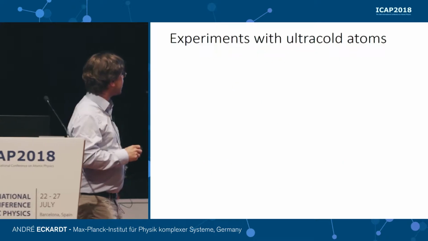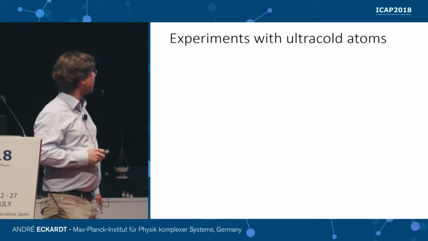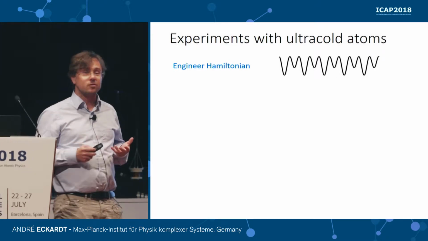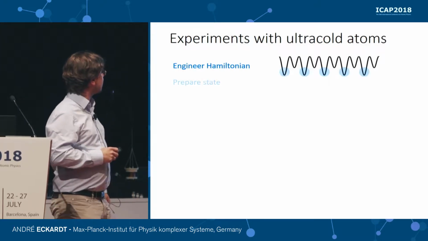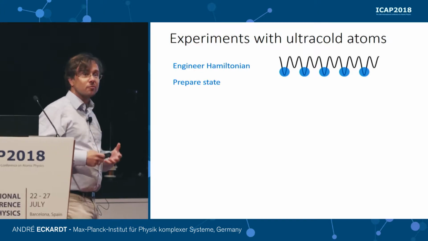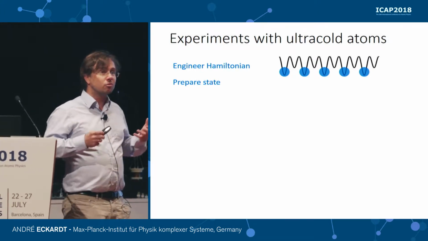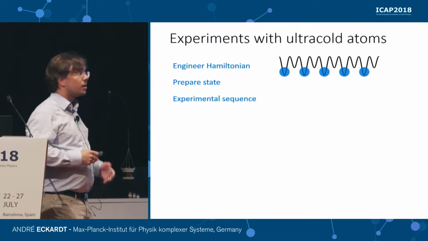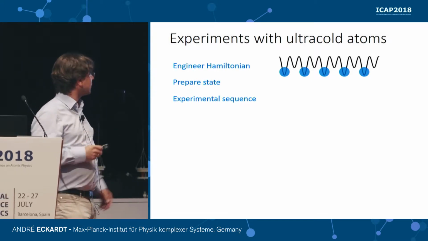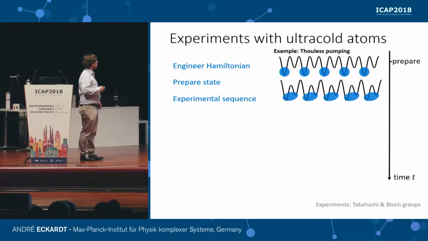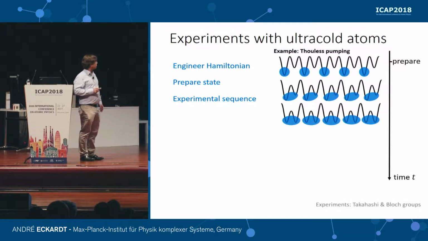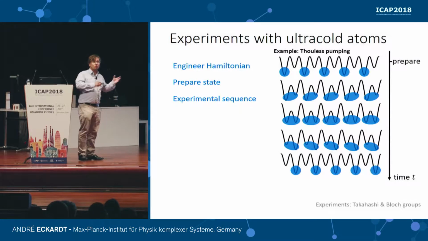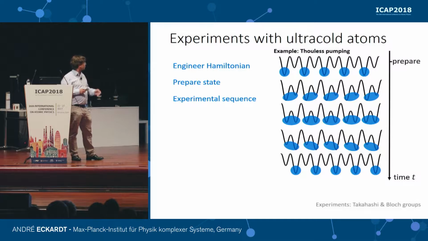So a typical cold atom experiment looks like this. You have to engineer your Hamiltonian, so typically some potential landscape, let's say a lattice like this. Then you prepare your state, so you have to load atoms into the lattice. Often you want to prepare some state close to the ground state. Then you apply some experimental sequence, and this could be, for example, something like this. So you modulate your potential so that you pump, let's say, the atoms in one direction. I will not talk about charge pumping, this just serves as an example.